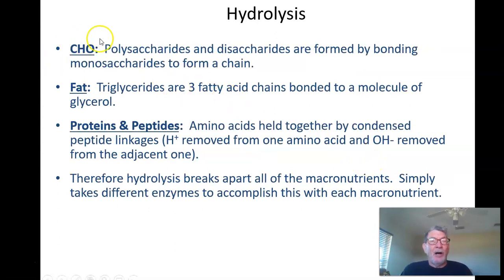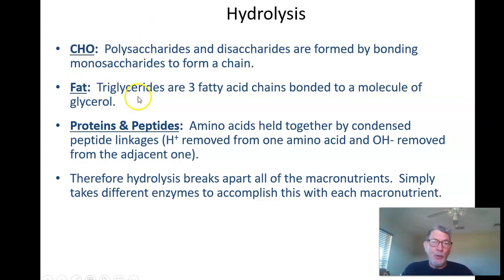Carbohydrates: polysaccharides, starches, and disaccharides, which are twos. They're formed by bonding monosaccharides, which are just one ring, which is either glucose, galactose, or fructose. You put a couple of those together, you have a disaccharide. You put a bunch of them together, you have a polysaccharide.